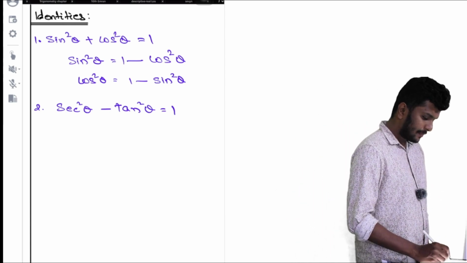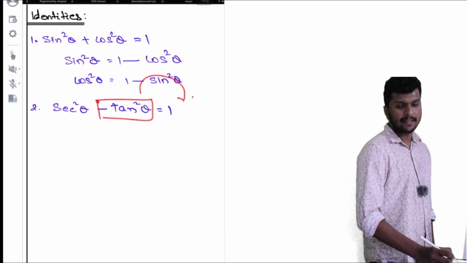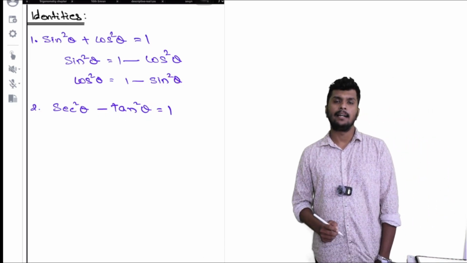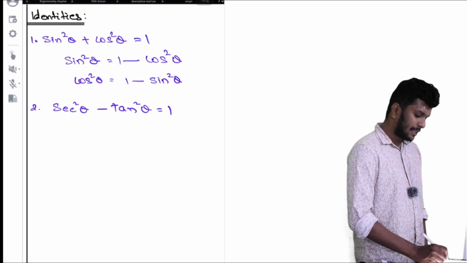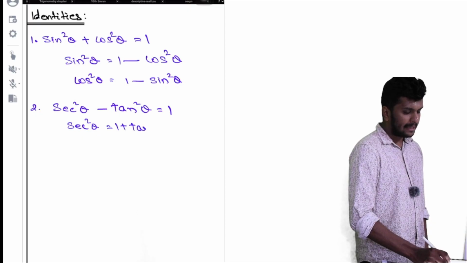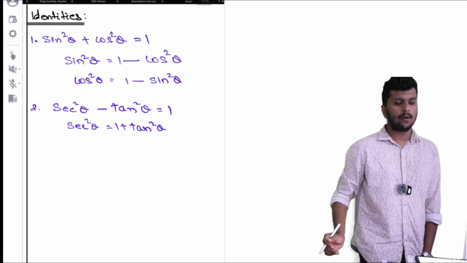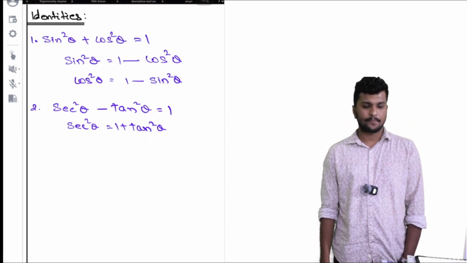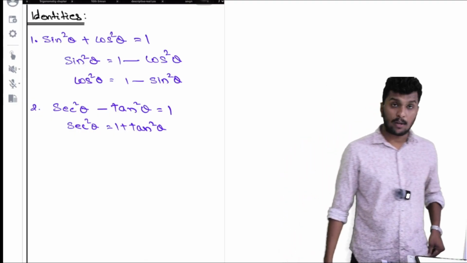That implies, now look here, this minus tan square theta, if I transpose, what does it become? It becomes sec square theta equals 1 plus tan square theta. Any doubt? No. Okay.